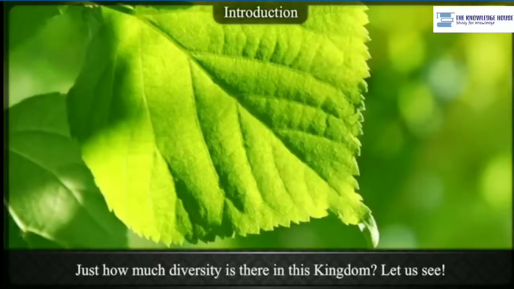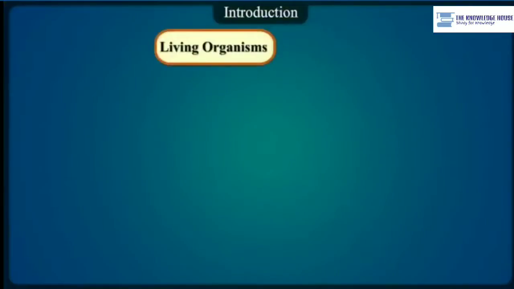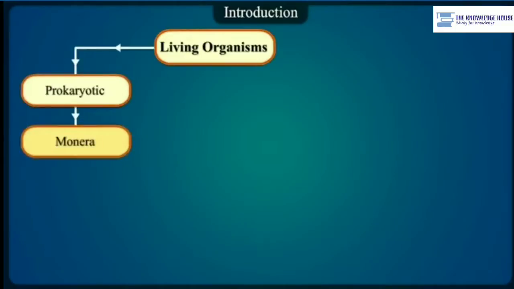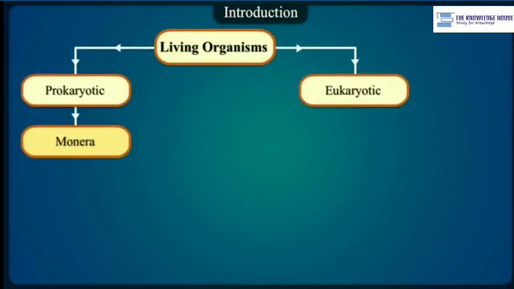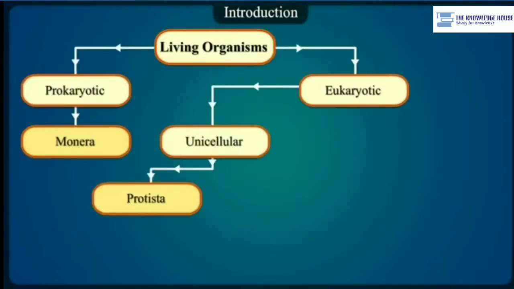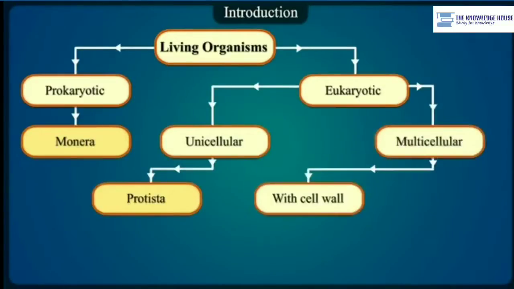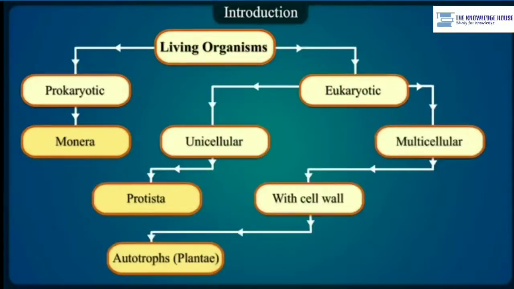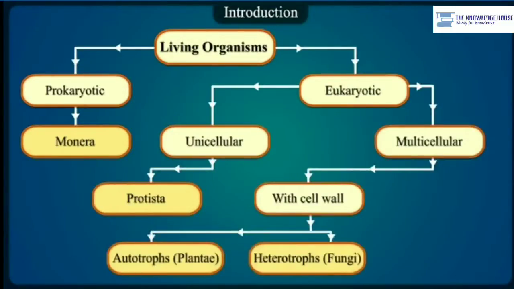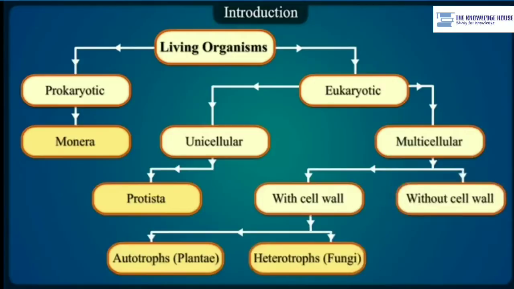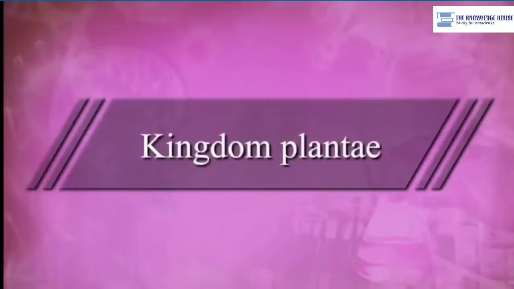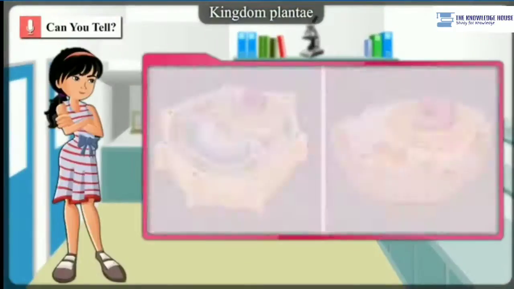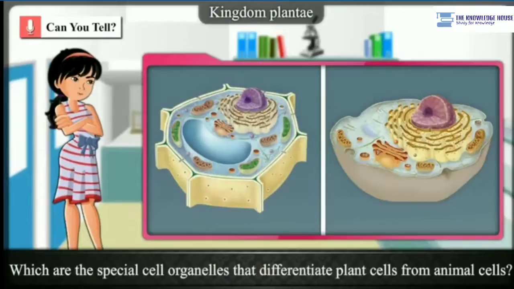Let us see. Living organisms: prokaryotic Monera, eukaryotic unicellular Protista, multicellular with cell wall autotrophs Plantae, heterotrophs fungi, without cell wall Animalia. Kingdom Plantae. Can you tell which are the special cell organelles that differentiate plant cells from animal cells?